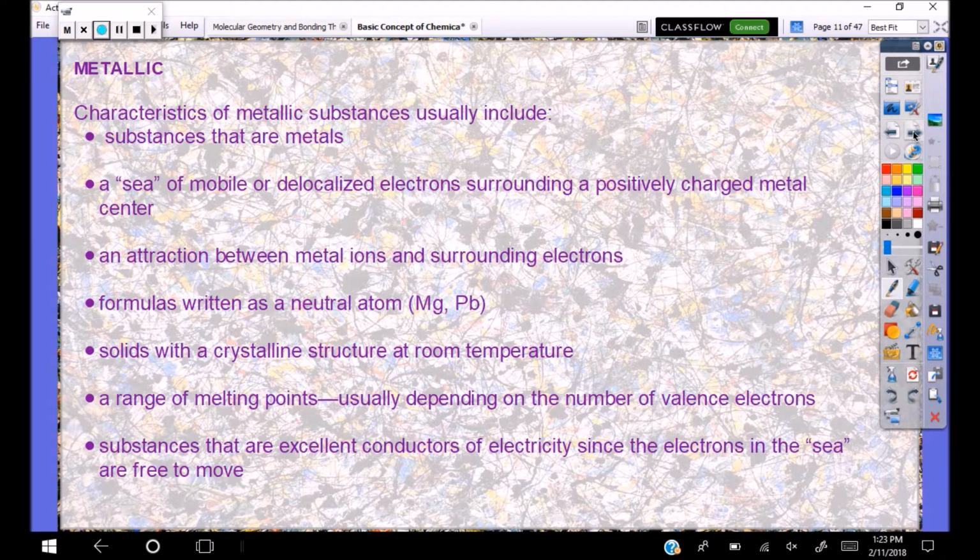If you were to shoot an electron towards a conductor like this, it could dislodge or collide with other electrons in that sea and cause them to move forward. It's kind of like a domino effect. If you hit one electron out of place, it's going to move the next one, and then you end up getting your flow of electrons. They are still a crystalline structure, as I said, but when we write the formula, even though it is around a positively charged metal, we write them as neutral atoms because it's a network of them. They also have a range of melting points, and it typically depends on the number of valence electrons.